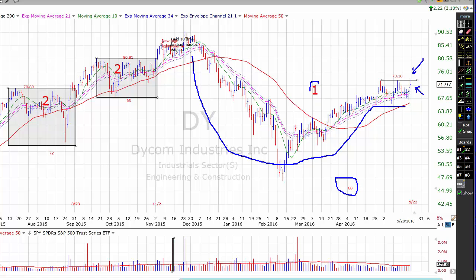We're working on a first stage cup with handle base. The pivot point is 73.18. Notice how the volume dried up in the handle, and we tried to increase volume on Friday, but weren't able to really break out at this point. Dycom's a more aggressive name. It only trades 529,000 shares on average, which is right at the bottom of the average trading range that we want to see for our stock. So Dycom may be of interest to more aggressive traders.